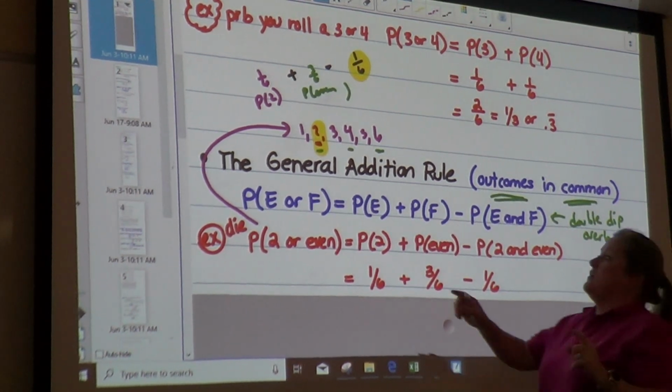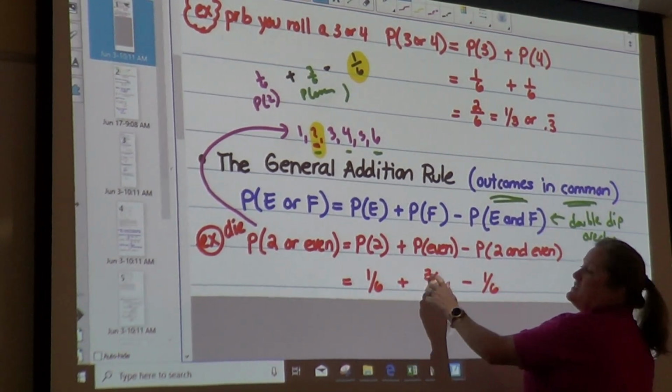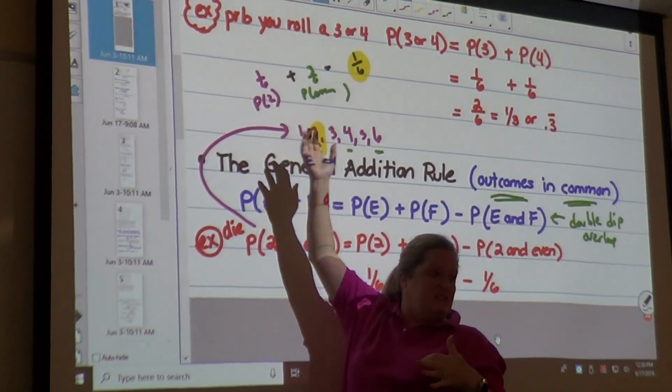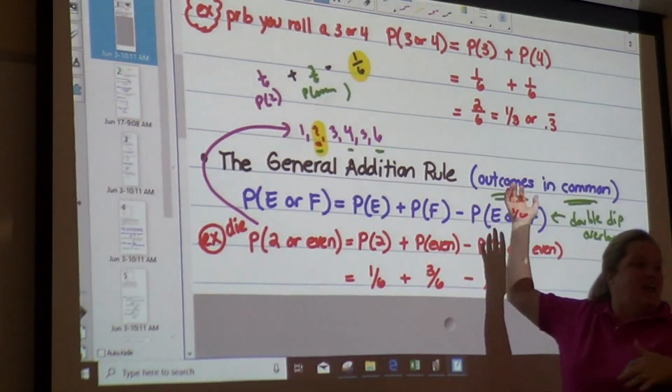Oh, it's 2 E. Oh, okay. So it's going to be 1/6 plus 3/6 minus the 1/6, because you don't want to count that number twice. So you're taking out the overlap.